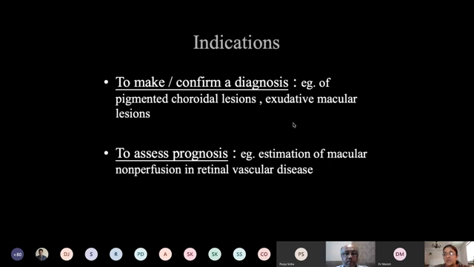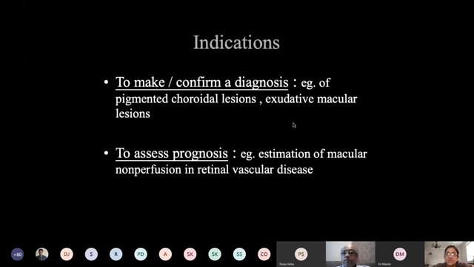Okay, so let's move on to the indications of fundus fluorescein angiography. One would be that you want to make or confirm a diagnosis. It could be any lesion that is present and you want to confirm how it behaves on an FFA, which will help you confirm your diagnosis. Sometimes it could also be to assess the prognosis.